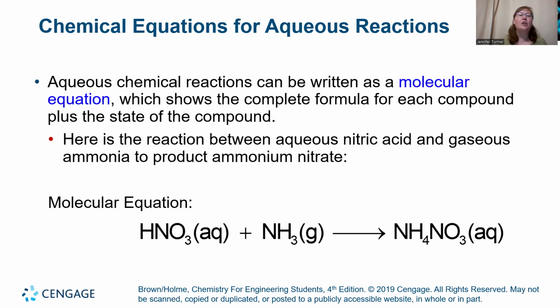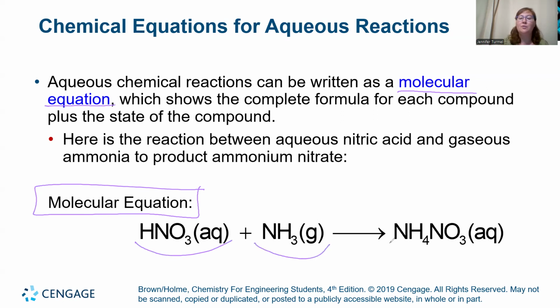Okay. Now let's take a look at a couple things. Here are some chemical equations, and we're going to be talking about some very specific types of chemical equations. First of all, we will have a molecular equation, and in a molecular equation, we show everything as compounds, plus the state. So here is a molecular equation between nitric acid and ammonia to produce ammonium nitrate. So this would be, again, your molecular equation.